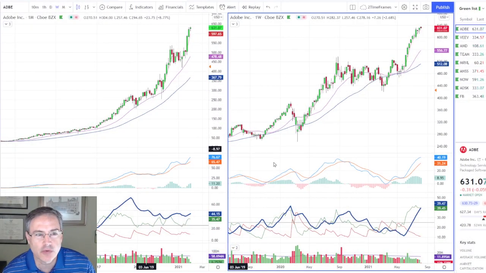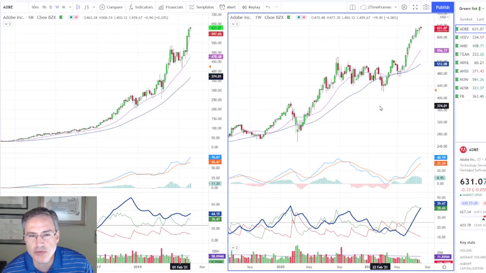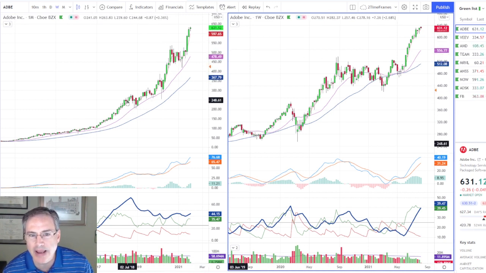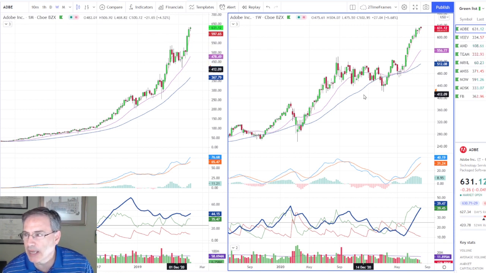So first stock is Adobe. And these are all stocks that had zero line reversal patterns on their weekly chart. I've got a monthly on the left and a weekly on the right. I think you want to have both when you're using this pattern, even though the trade and the reversal pattern is really taking place on the weekly chart. We want to reference the monthly to make sure that we really have the wind at our back and a strong trend in place and support from the 18-month moving average.